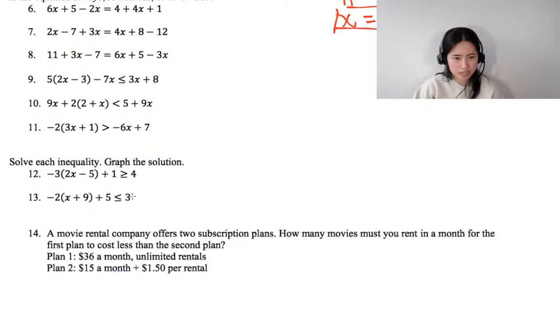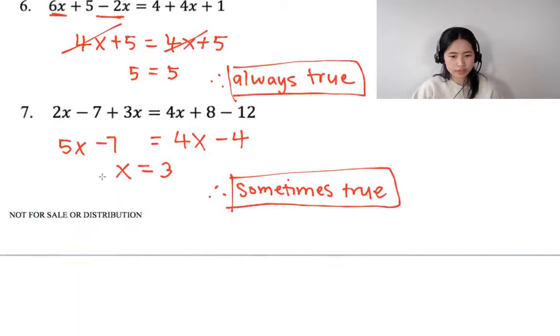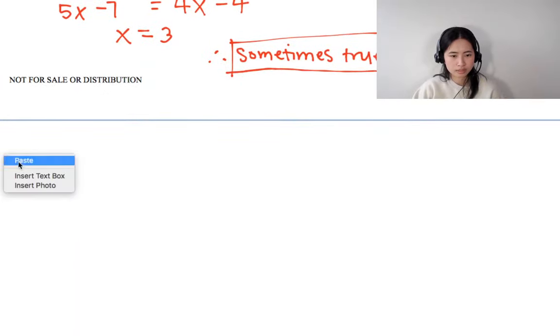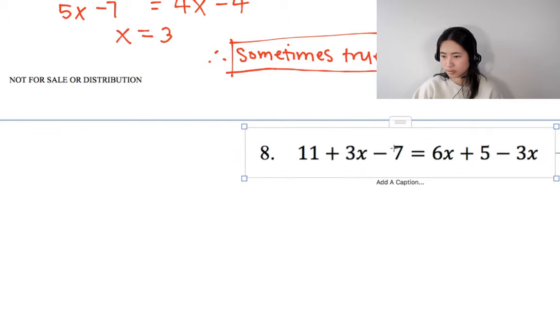Oh, apparently it's until question 11. So question 11. Okay, there we go.